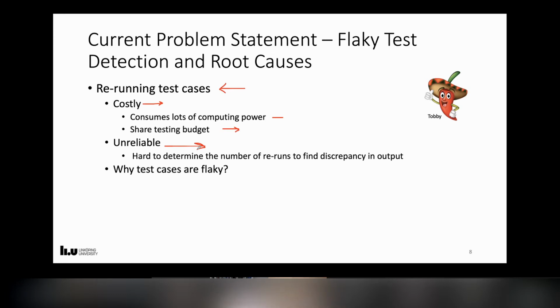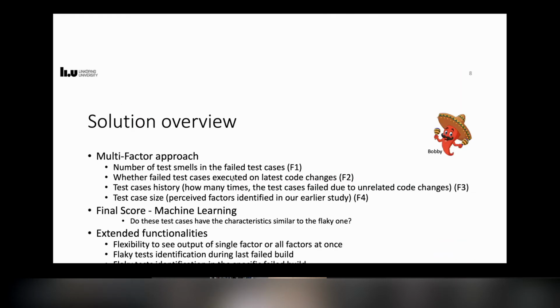And even after rerunning the test cases 100 times, which is costly and unreliable, you still don't know why that test case is flaky. You just know that during the 100 runs, if the test case changes outcome from pass to fail or fail to pass, it is flaky. You still have to dig deep to find out why this test case is flaky. And I believe that our tool can come in handy in these situations.